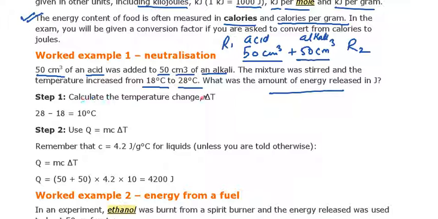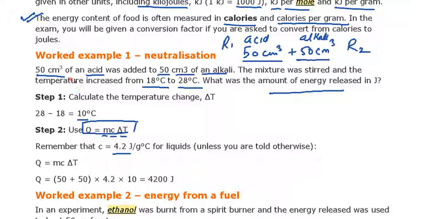Primarily, if you need this formula, you need to get these three values. Okay, the temperature change from 18 to 28 means a 10 degrees Celsius difference. Then C, the specific heat capacity, because it's a liquid we are measuring, is 4.2 as a constant.